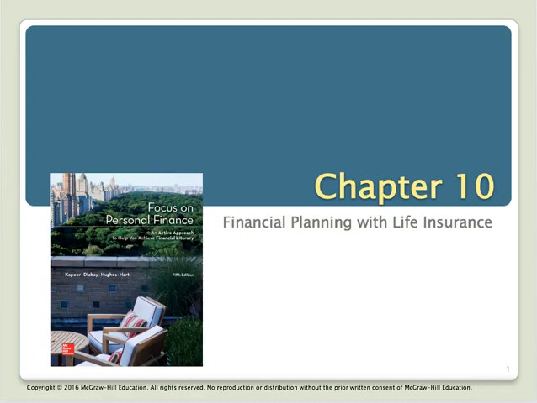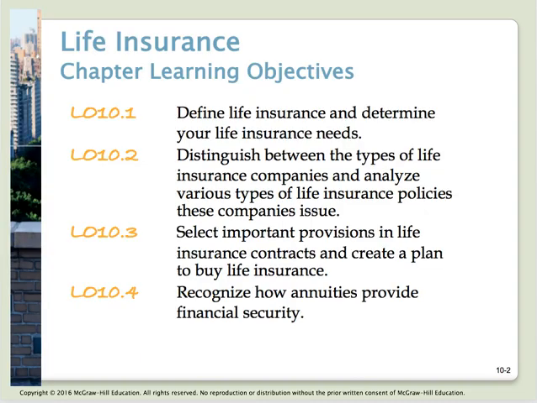So let's get started by reviewing our learning objectives this evening. Learning objective number 1, define life insurance and determine your life insurance needs. Life insurance protects the people who depend on you from financial loss caused by your death. It's that simple. Sometimes trying to figure out exactly how much that is can be a little bit trickier.